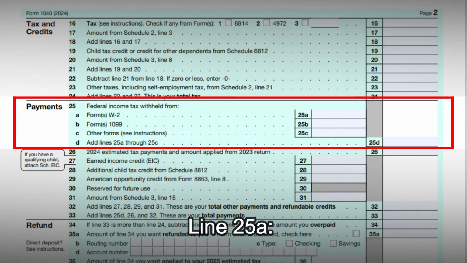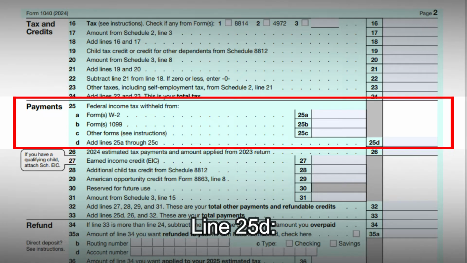Line 25A, federal income tax withheld from your Form W-2s, your employer-provided wage income. Line 25B, federal income tax withheld from your Form 1099s, for other income, like independent contractor work, interest, or dividends. Line 25C, federal income tax withheld from any other forms, could include forms like Form 1098-T for tuition, etc.